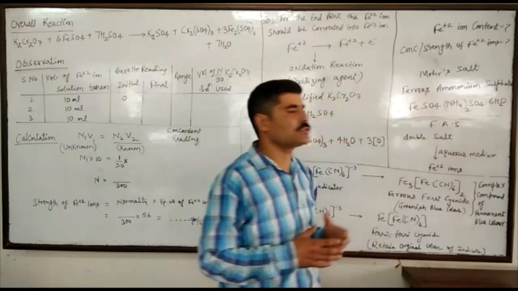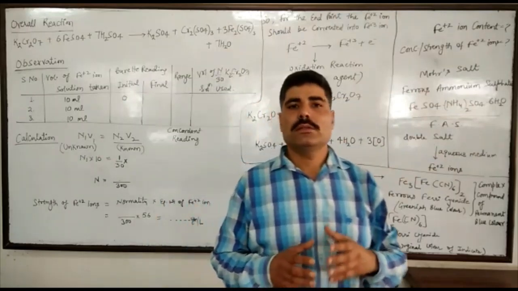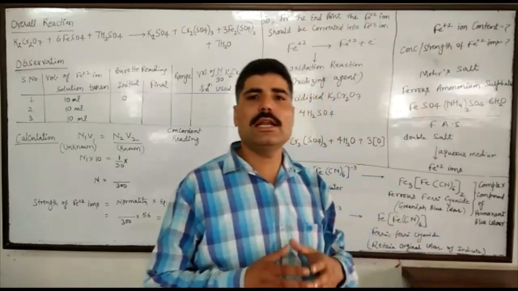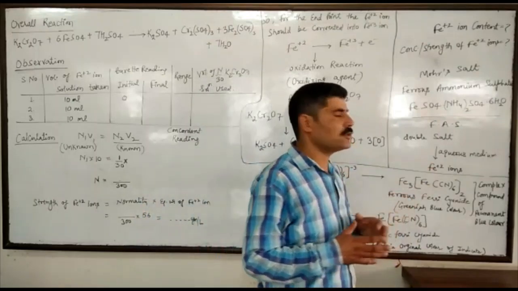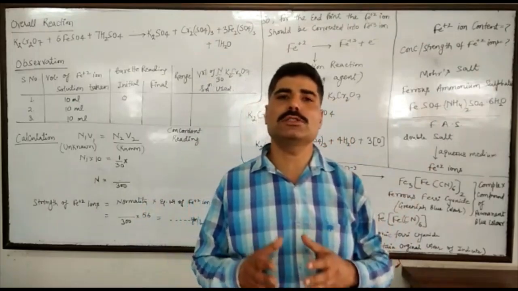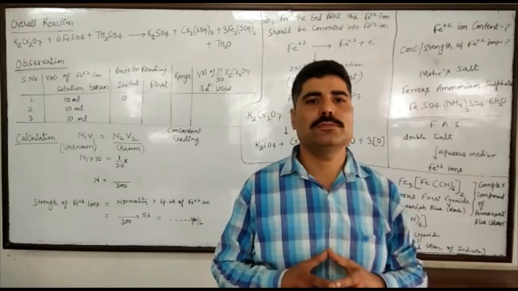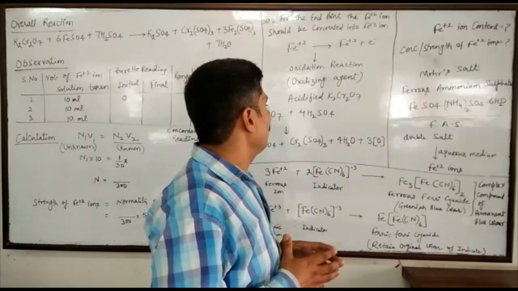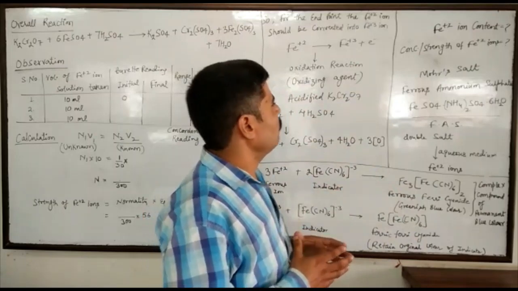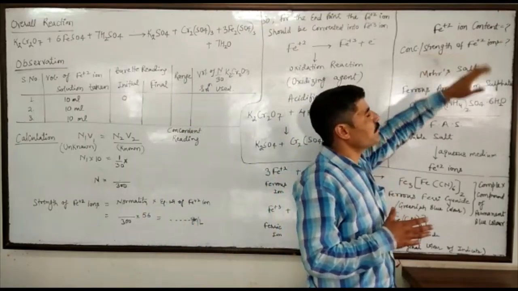It's basically a double salt. And when this Mohr salt dissolves in water, it readily releases the Fe+2 ions. In aqueous medium, it releases the Fe+2 ions, about which we have to report the concentration or the strength of a solution. Now, we have to determine the strength of Fe+2 ions.